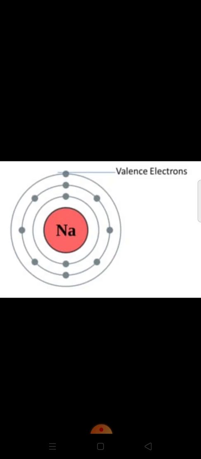The electrons present in the outermost shell of an atom are called valence electrons, and the outermost shell is called the valence shell. And from these valence electrons we can easily calculate the valency of a particular element. So first of all we should know what is the valency.